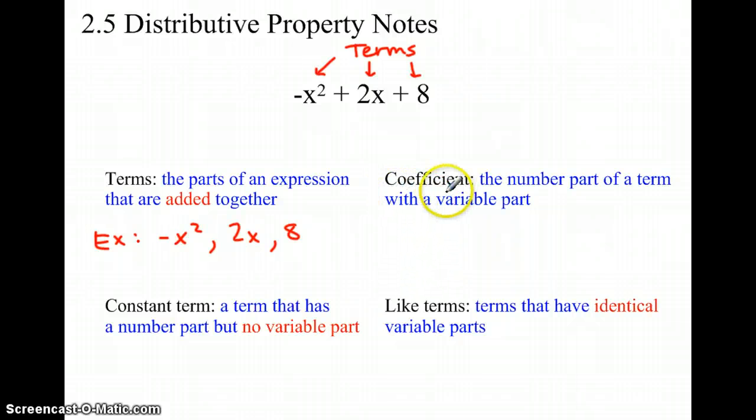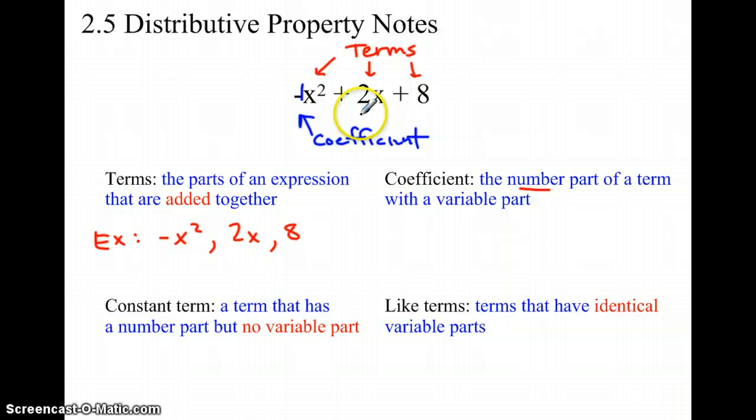Okay, next term is coefficient. The coefficient is the number part of a term that has a variable part. So if we look at the example above, we only have two terms that have a variable part. We have the opposite of x squared, and we also have 2x. When we talk about the opposite of x squared, there is an unwritten coefficient that could be there. Hopefully you all know that that would be a negative 1.